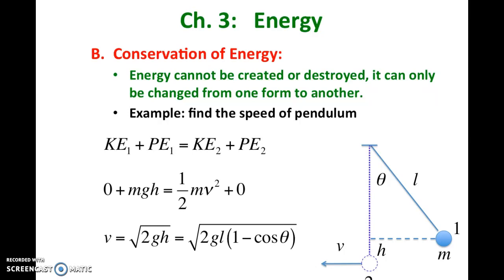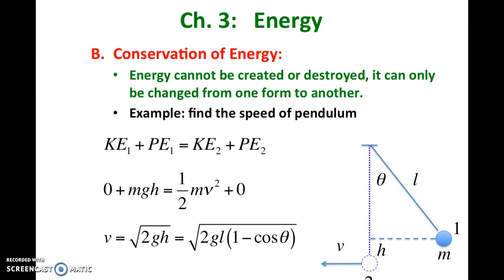Based on this law, we can simply find the speed of pendulum at any position. For example, find the speed of the pendulum at the lowest point. Pulling a pendulum with mass m and length l away from the vertical by angle theta to the highest point, position 1. Releasing it, then the pendulum swings down to the lowest point.